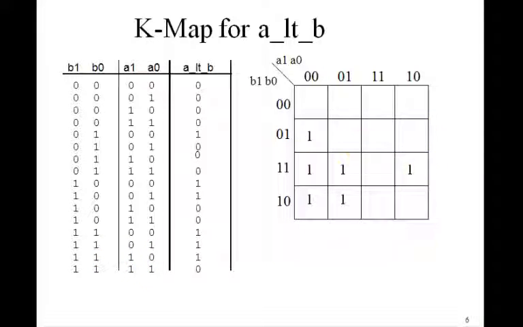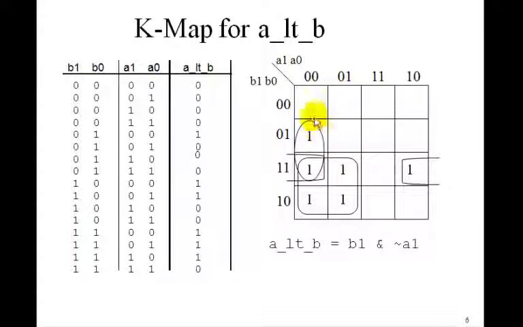Okay, so again, we're going to have 3 circles. This one, and another wraparound. So what do we have here? We have B1 and not A1. Here we have what? B1 goes away, so we have B0 and not A1 and not A0. And for the wraparound, we'll have B1 and B0 and not A0. Okay, so now we've got the logic equations for A less than B.